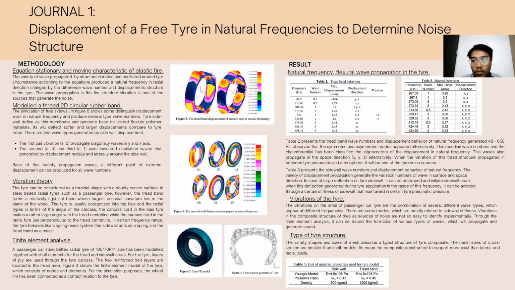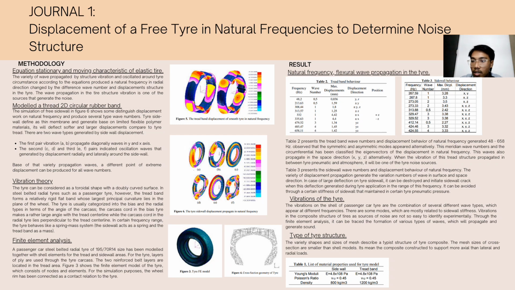Based on the equation, we detect waves propagated by structural vibration and oscillating around the tire circumference, producing a natural frequency in the radial direction, changed by the difference in wave number and the displacement of the structure in the tire. The wave propagation in the tire structure vibration is one of the generated noises. The second methodology is a model of a tread as a 2D circle rubber band. We will go into the simulation of this.